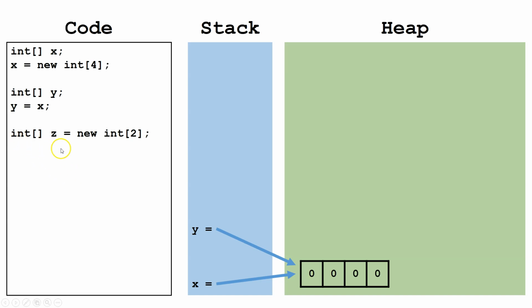Here we're doing it all in one line. We are declaring a variable z of type int array, we are creating a new object on the heap, and we are putting a reference to the object in z on the stack.